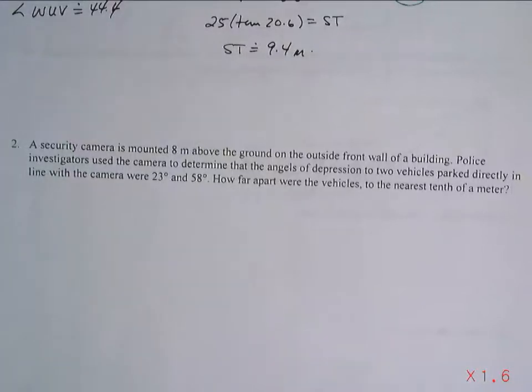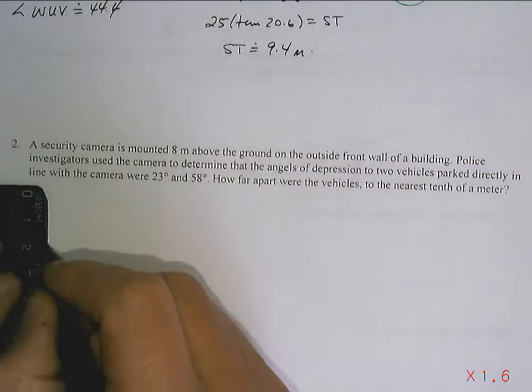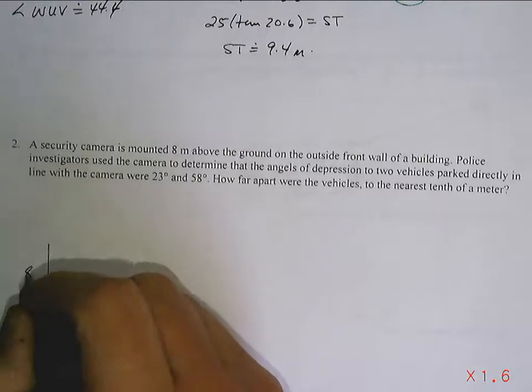So number 2, we have a security camera. It's going to be mounted 8 meters above the ground. Okay, so I have to make the diagram here. All right. Looking for my pen. There it is. I got a security camera mounted 8 meters above the ground. That sounds like this to me at the moment.